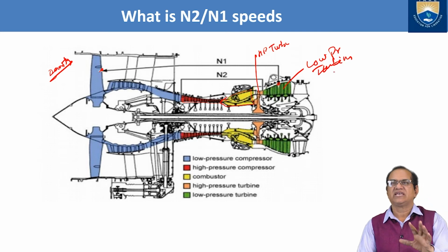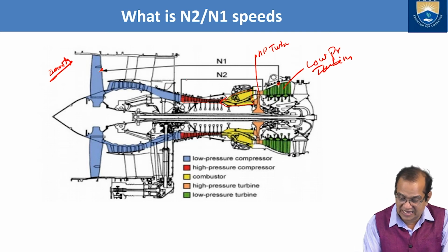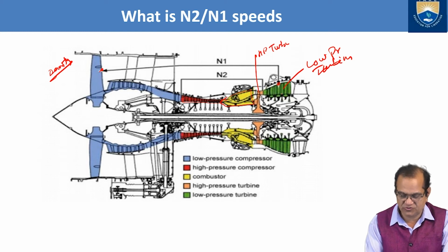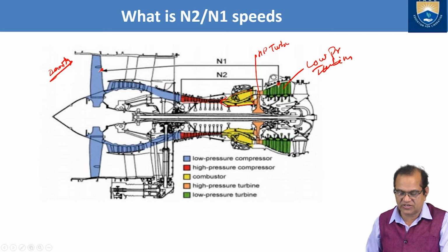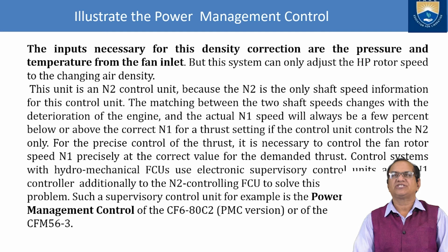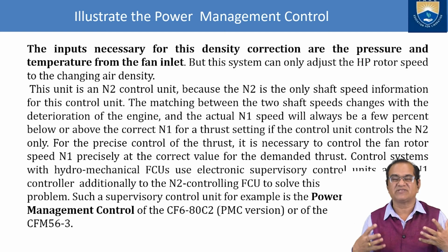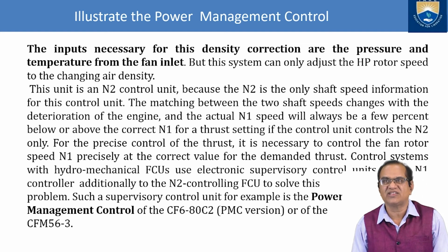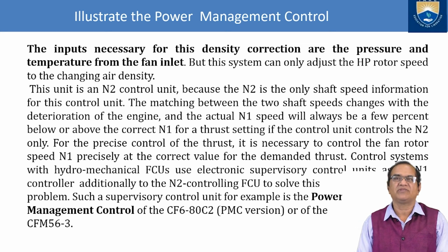So this is N1, N2. This is the high pressure zone RPM, and this is the low pressure zone RPM. This is the N1 and N2. Next is to illustrate the power management control system, how the power is managed in different types of flight condition, different types of engine load situation. The inputs necessary for this density correction are the pressure and the temperature from the fan inlet.